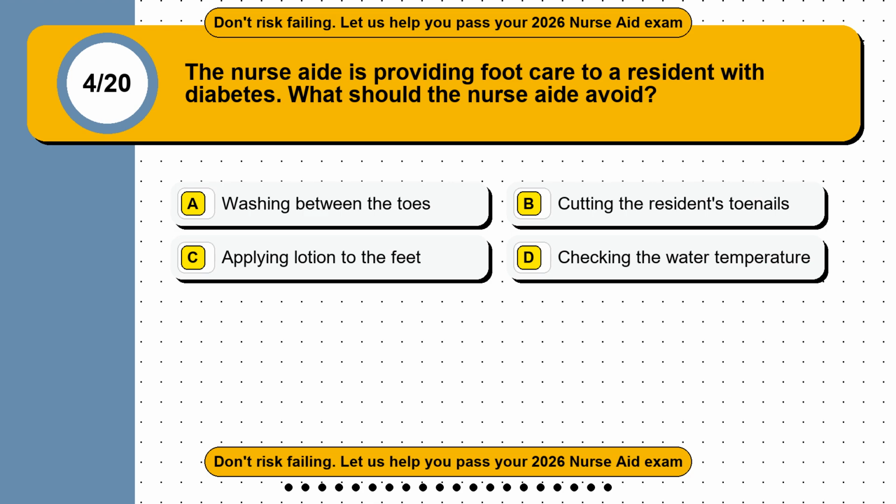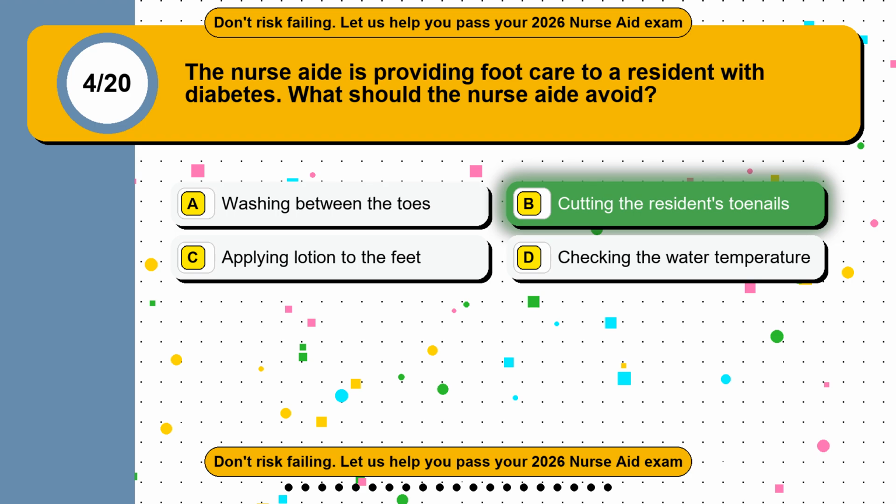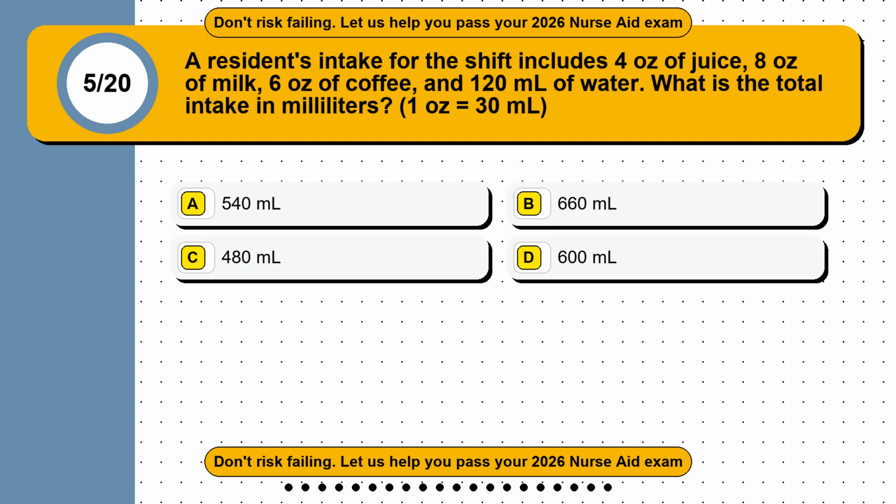Question 4. The nurse aide is providing foot care to a resident with diabetes. What should the nurse aide avoid? Option A. Washing between the toes. Option B. Cutting the resident's toenails. Option C. Applying lotion to the feet. Option D. Checking the water temperature. The correct answer is option B. Cutting the resident's toenails.